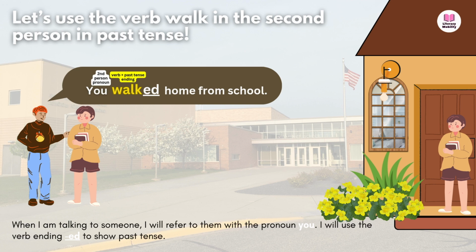Let's use our verb walk in the second person in past tense. You walked home from school. When I am talking to someone, I refer to them with the pronoun you. I will use the verb ending ed to show past tense.